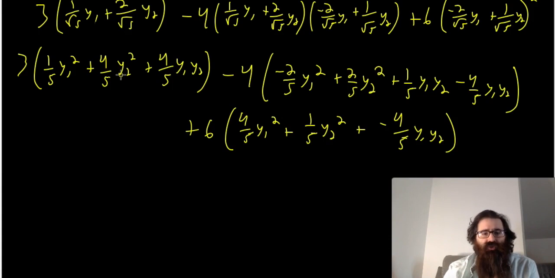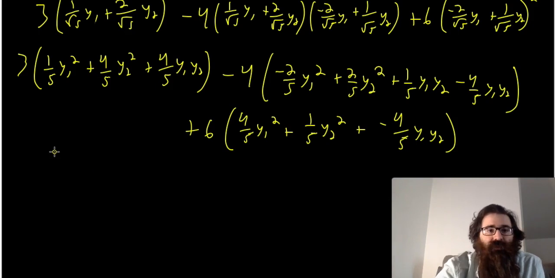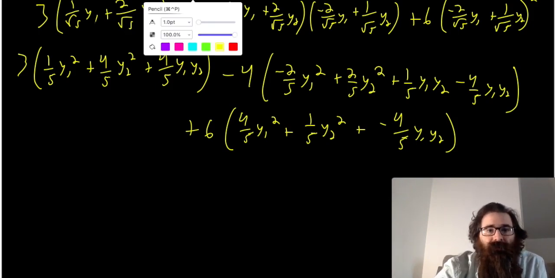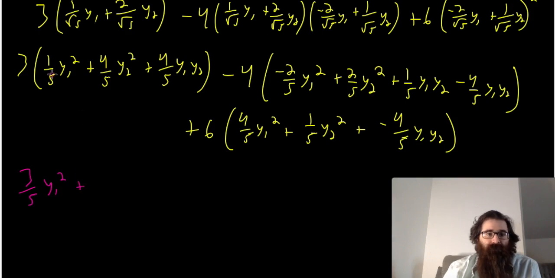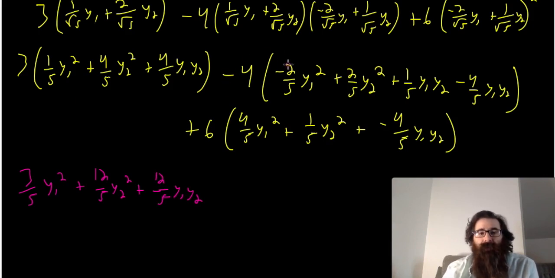If I go ahead and start distributing the 3 in, so then I'm going to have 3 times 1 fifth. Let me switch colors, though, because it's starting to get a lot of yellow. Let me know if you think that's a good move. Do something like the pink. I get 3 fifths y1 squared plus 3 times 4 is 12 fifths y2 squared plus another 12 fifths, but that's y1, y2. And then bringing the minus 4 in, minus a negative is going to be plus 8 fifths y1 squared. And then minus 4 times 2 is a minus 8 fifths y2 squared.